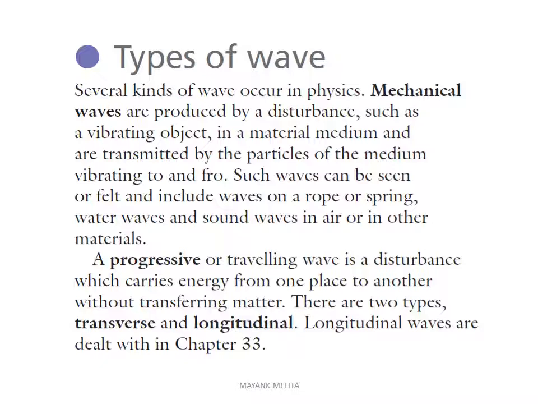So any progressive wave, or we can say traveling wave, is a disturbance in a medium. Remember this thing, a wave is just a disturbance in a medium which carries energy from one place to another place. And there are two types of waves, transverse waves and longitudinal waves.